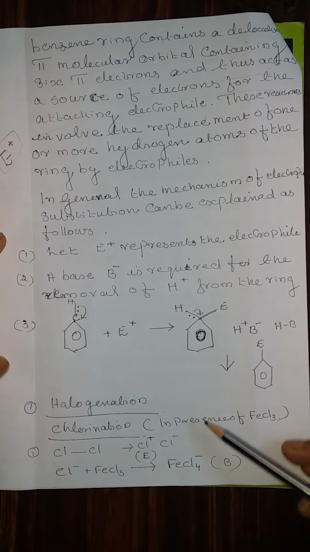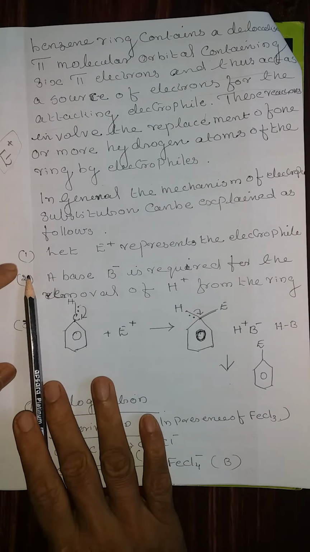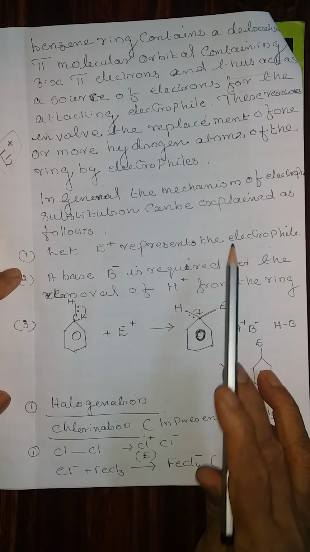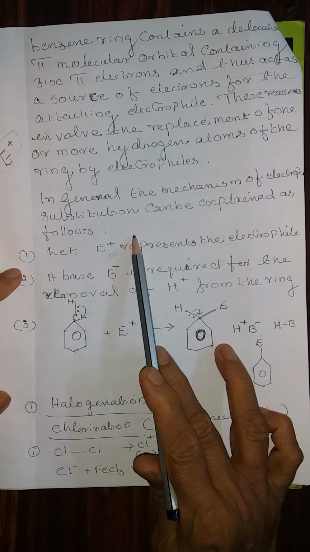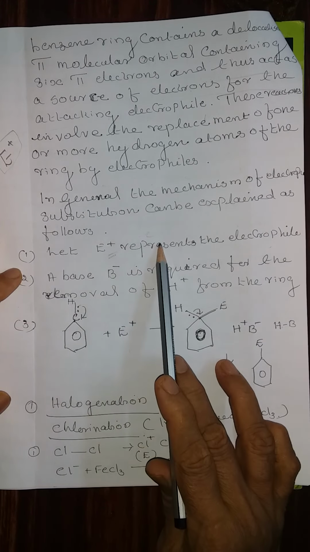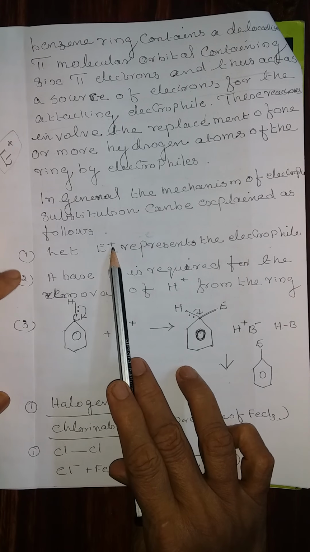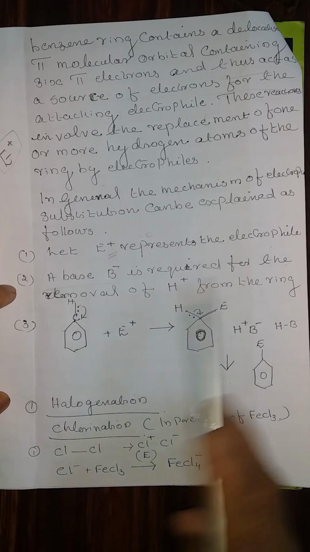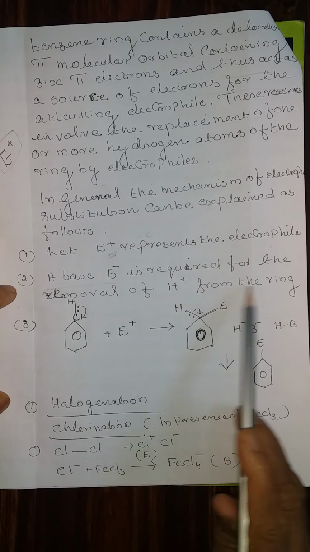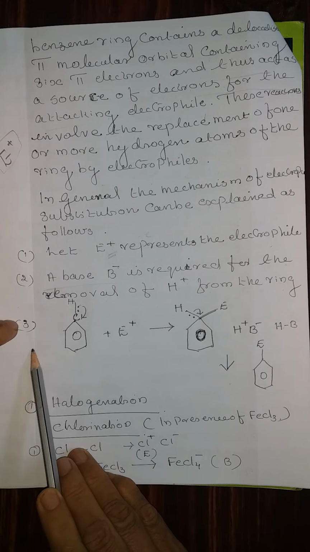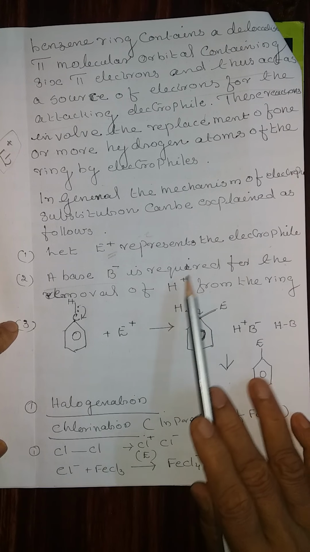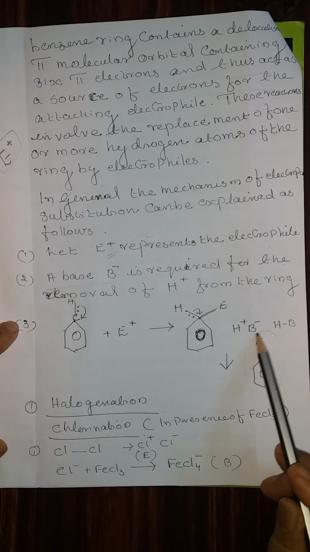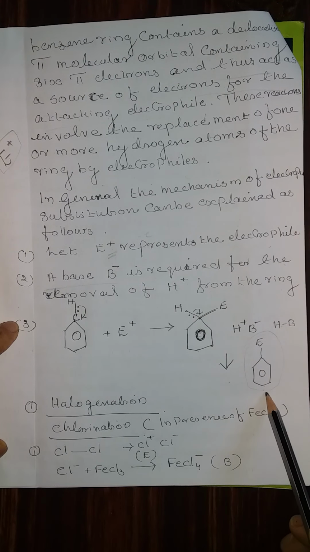The mechanism can be explained in 3 steps. Let E plus represent the electrophile. That means electron loving. Therefore, it is positively charged. Electrons are negatively charged particles. Electron loving means these electrophiles are positively charged particles. 2. A base B minus is required for the removal of H plus from the ring. Then third one. Because of the liberation of this H plus, the substituted product is formed. That means electrophile substituted benzene is formed.